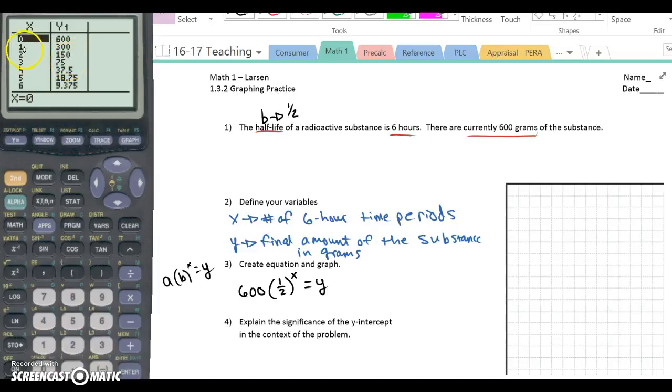Now keep in mind, this 1 does not mean 1 hour. This 1 actually means 1 6-hour time chunk. So that's really 6 hours, it's down to 300. This 2 would mean 12 hours, it's down to 150. 3 would mean, let's see, 6 times 3 is 18. So 18 hours, it's down to 75. So we'll get into that a little bit later down on the bottom question at number 6.